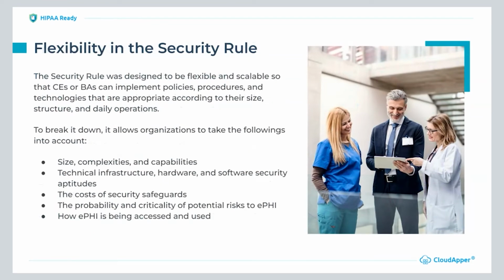Flexibility in the security rule. The security rule was designed to be flexible and scalable so that the covered entities and business associates can implement policies, procedures, and technologies that are appropriate according to their size, structure, and daily operations. To break it down, it allows organizations to take the following into account: size, complexities, and capabilities, technical infrastructure, hardware, and software security aptitudes, the costs of security safeguards, the probability and criticality of potential risks to ePHI, and how ePHI is being accessed and used.